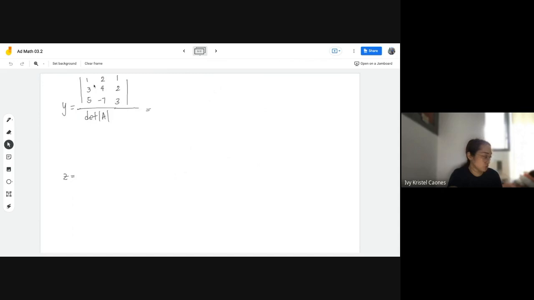So the first column is from x, then the second column is being replaced by column matrix, then the z pa rin. Then kapag z na ulit yan, so that is divided by determinants A. Then 1, 3, and 5. Then that will be 1, negative 1, negative 2. Then replace our z by 2, 4, and negative 7.